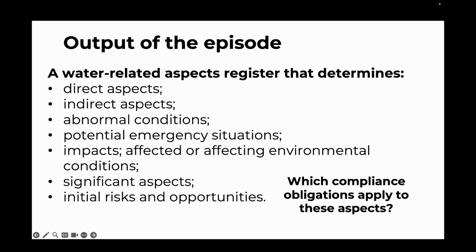Which compliance obligations apply to these aspects? So, for example, wastewater discharge may be subject to permit limits. Water withdrawal may require authorization or reporting. Chemical storage may be covered by legal requirements. Stormwater contamination may create regulatory obligations. So the aspects register gives us the map. The next episode helps us understand the rules, limits, permits, and commitments that apply to that map.